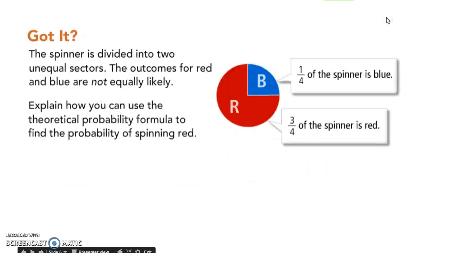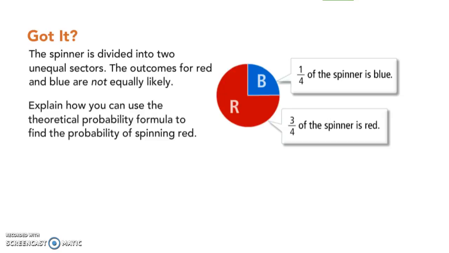Next example, looking at a spinner. The spinner is divided into 2 unequal sectors. The outcome for red and blue are not equally likely. Explain how you can use the theoretical probability formula to find the probability of spinning red. Well, what is the theoretical probability of spinning red? It's the number of favorable outcomes out of the total number of outcomes.